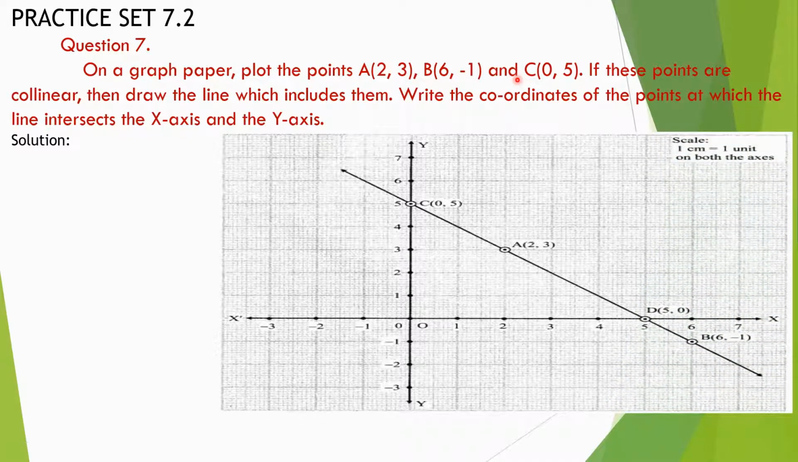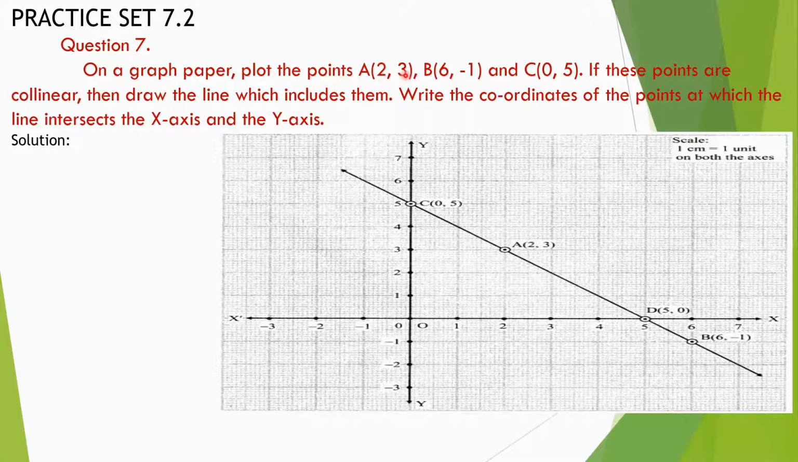On a graph paper, first draw the x-axis and y-axis. This is x' and y', and the intersection point is O, that is, the coordinates of O are 0 and 0. The scale is also right here: 1 centimeter is equal to 1 unit on both the axes. First, plot the point A of (2, 3).